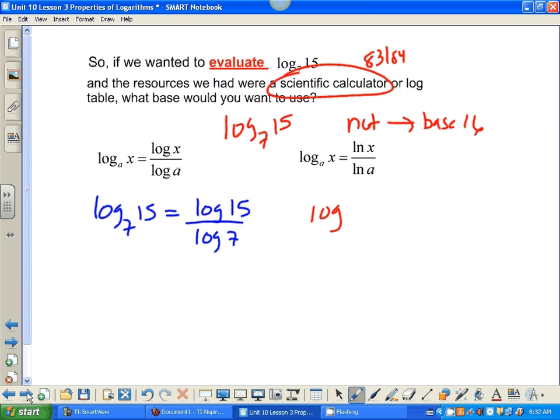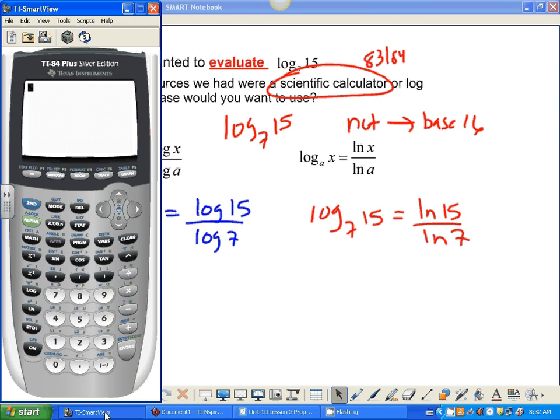I could have done log base 7 of 15. All I'm doing is converting it to base e. It doesn't make a difference which base you convert it to, and let me show you. If I use a TI-84, if I hit the log of 15 and I divide it by the log of 7, I still get the exponent 1.39. If I take the natural log of 15 and I divide it by the natural log of 7, I still get the exponent of 1.39.